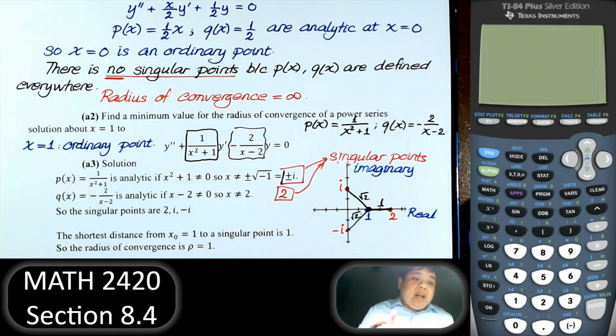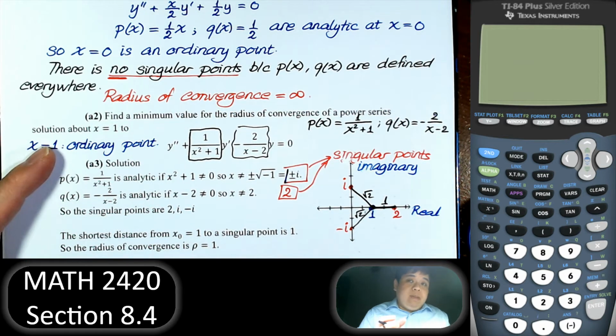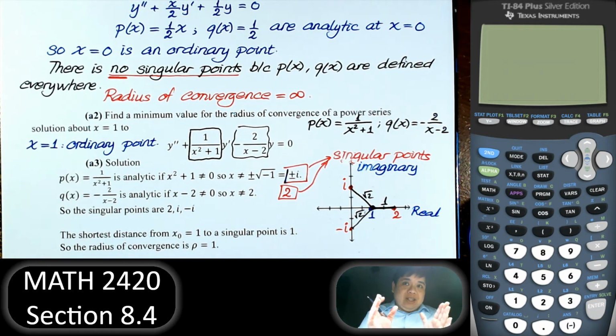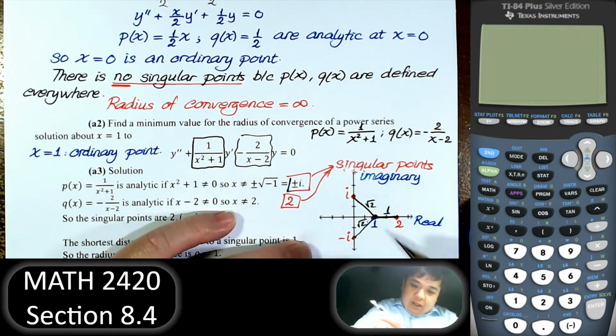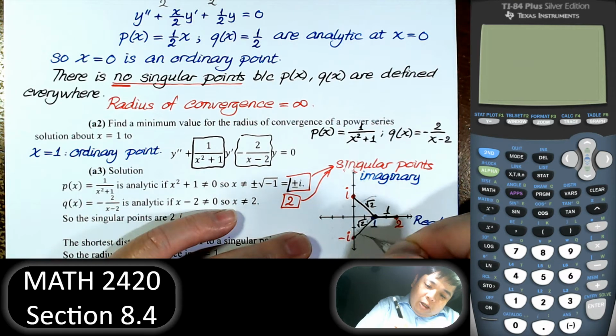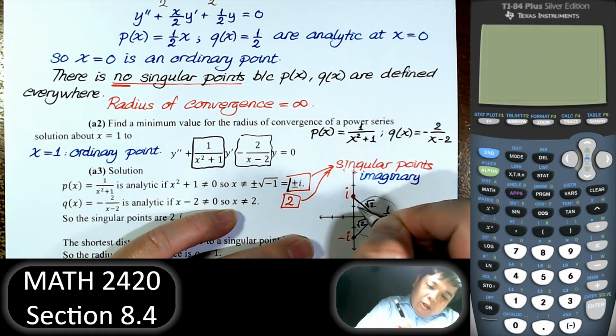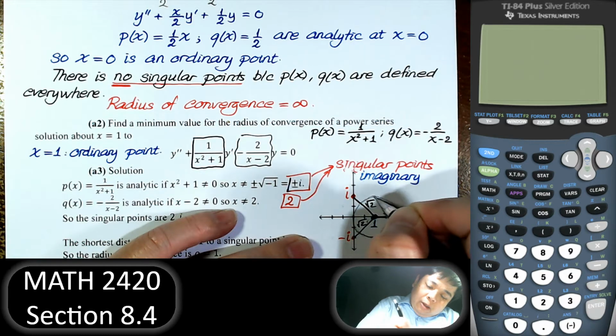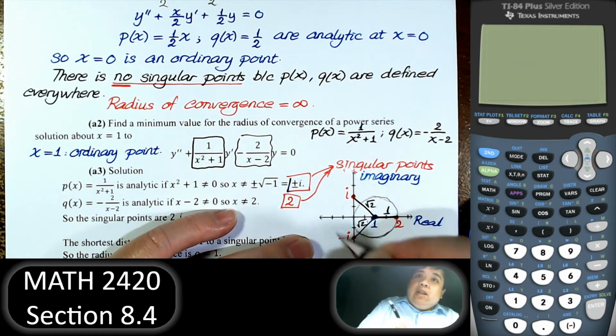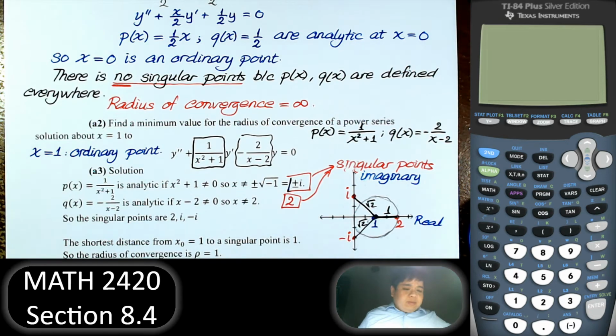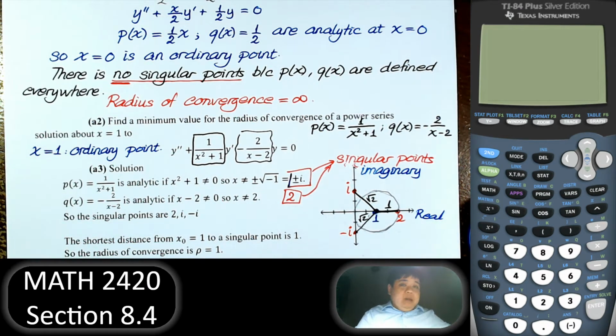So when we set up the power series representation for the solution, it's going to be centered at 1, yes, but the solution only exists in this circle. X cannot be outside that, because when x is outside that, there will be a singular point within it. So that is the radius of convergence.